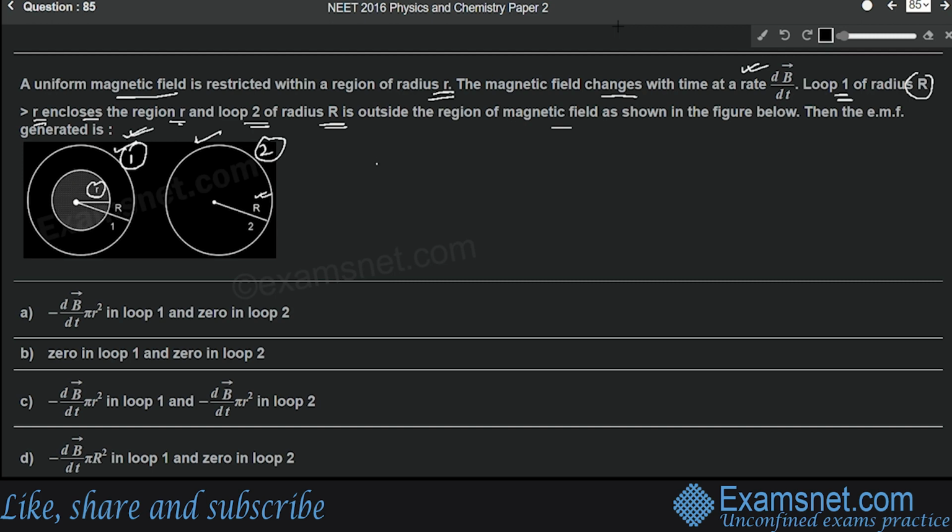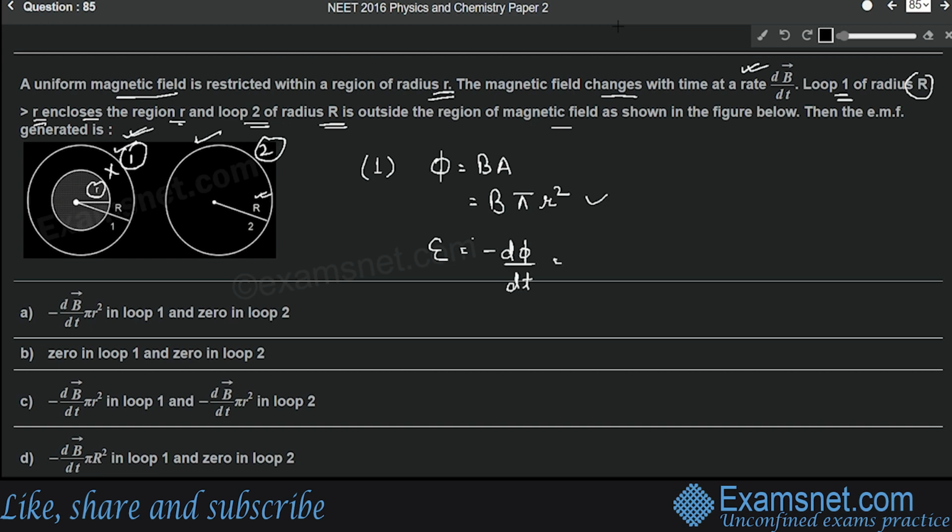So in the first case, that means in loop 1, what will be the EMF? We know that flux is equal to the magnetic field into area. That means magnetic field B into πr², where r is the radius of the region in which the magnetic field is present, that is small r. Because outside region there is no magnetic field, so that will not be considered. Now we have to find the EMF. So EMF is equal to minus dφ/dt.